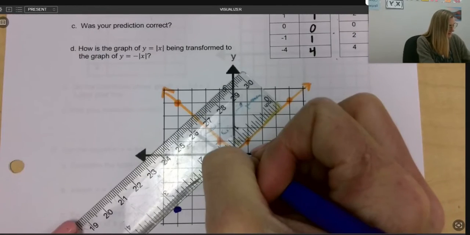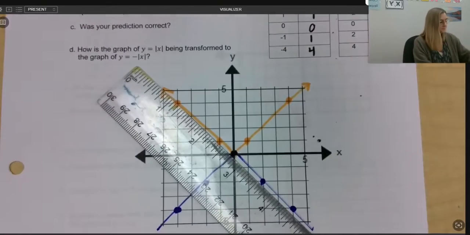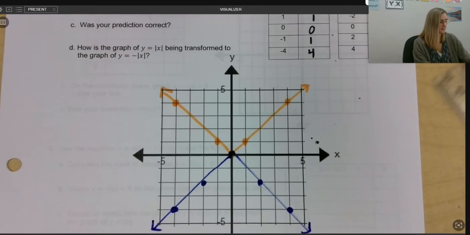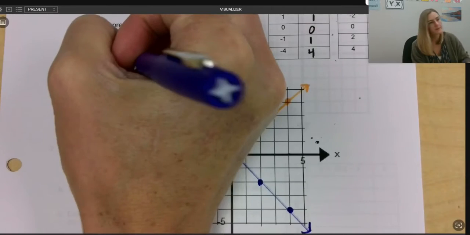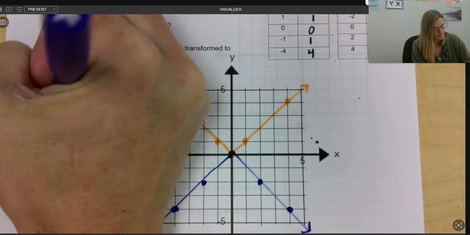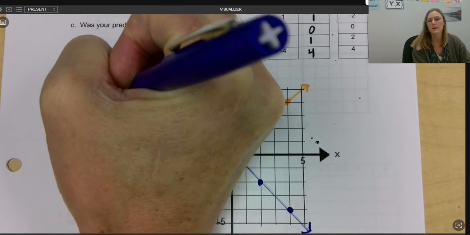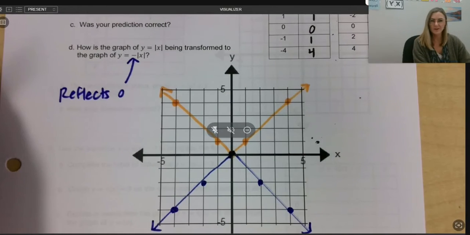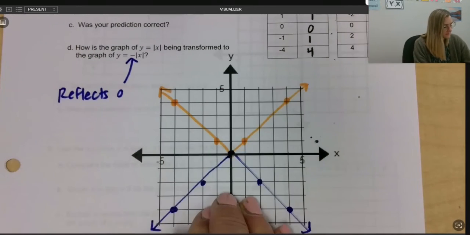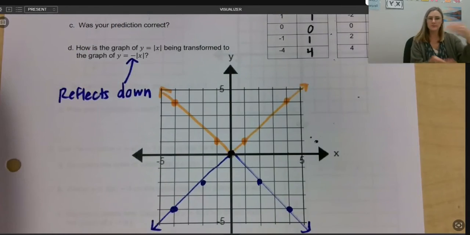So you can probably tell if you were to fold your paper right along the x-axis, this would have just been reflected over the x-axis. So this negative right here flips the graph over the x-axis. So you can say it reflects. And I really shouldn't say over the x-axis because we're going to see graphs that move up and flip downward. So I'm just going to say it reflects down. So it flips downward.